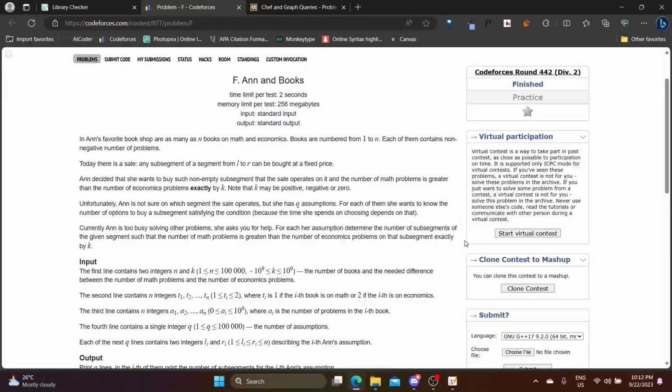And then after that, you want to find the number of consecutive ranges such that the number of type 1 book minus the number of type 2 book is equal to k. And then you want to find the number of possible contiguous segments that are between L and R.